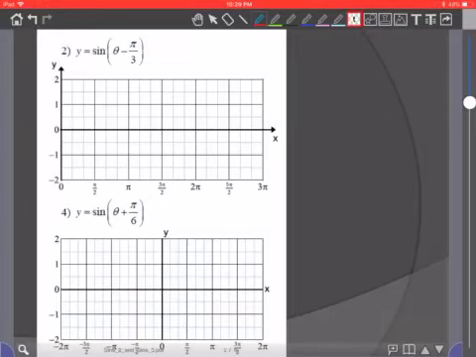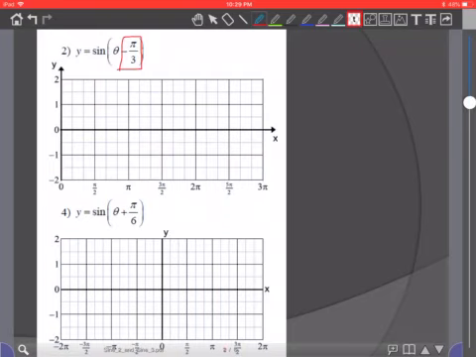Okay, so I'm going to work through the examples on sine 2 and sine 3. I'm going to work through the even questions. So starting on sine 2, question 2. I look at my transformations and I see negative pi over 3. So remember, if it's inside parentheses like that, it's shifting to the right.